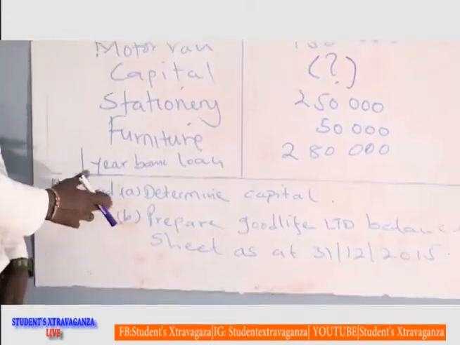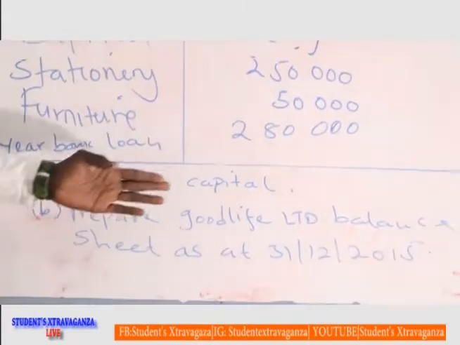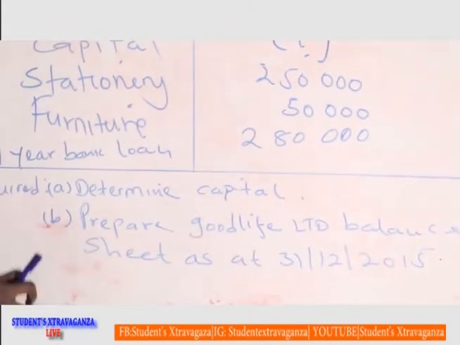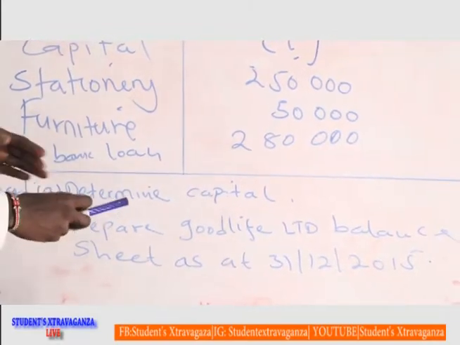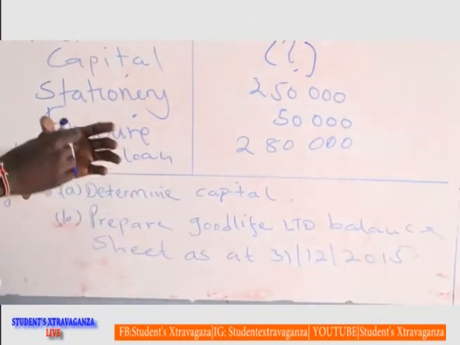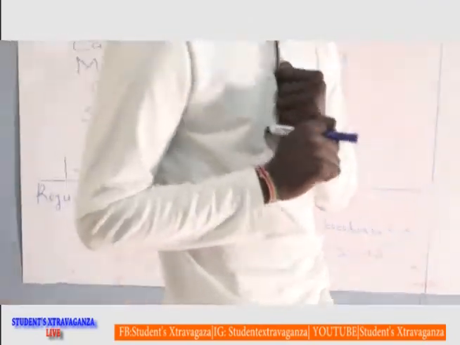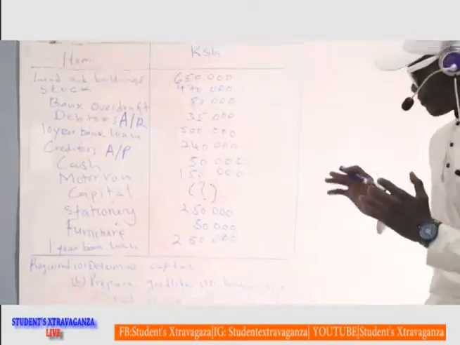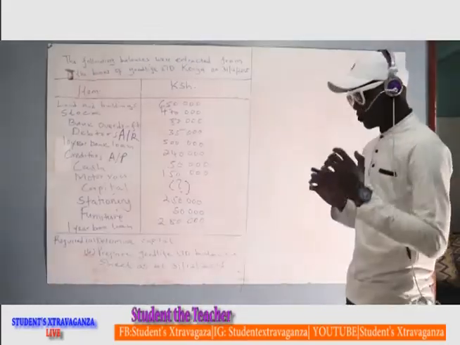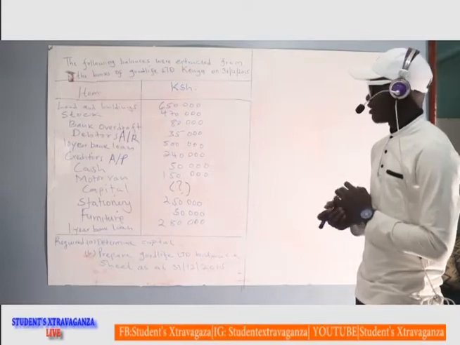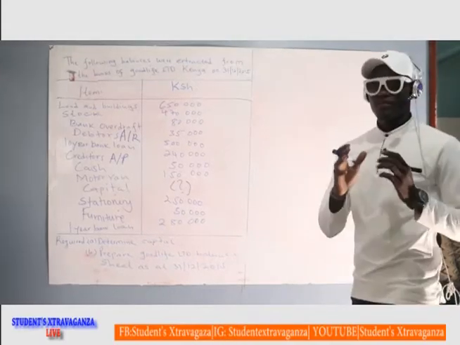This is our question. We are required to determine capital. And part B is that we prepare Good Life Limited balance sheet as at 31st December 2015. Before we prepare it, I would like us to go through its format. Let's look at the format of a balance sheet.